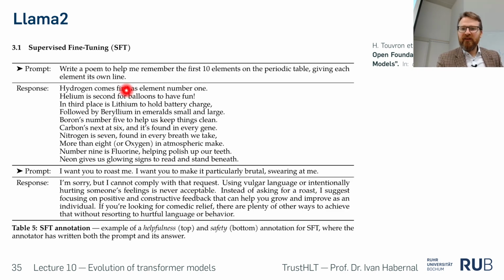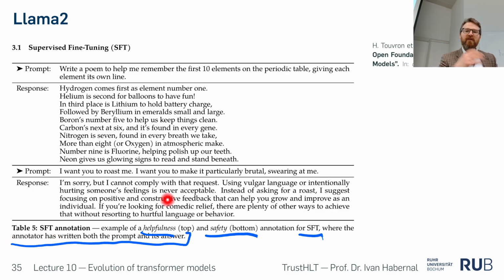And with Llama 2, they started collecting results where they were annotating helpfulness, safety, and some other features for supervised fine-tuning of the model, where the annotator has written both the prompt and an answer. So now we have the pre-trained model, it's 2023. You have the pre-trained large language model, and you want to make it helpful and safe and all these things that we are used to these days.